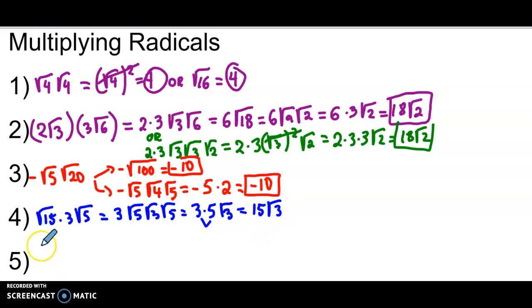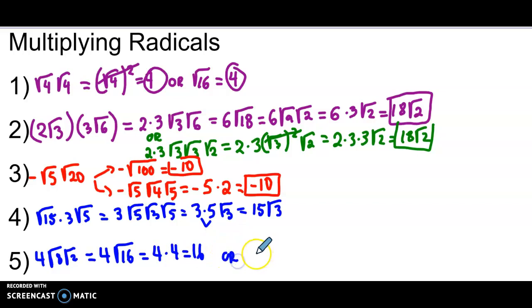Let's do one more here with multiplication. How about if you have something like this? 4 square root of 8 times square root of 2. One way to do this would be 4 times square root, if you put them together, of 16. And of course, 16 is a perfect square, so it's 4 times 4, which is 16.